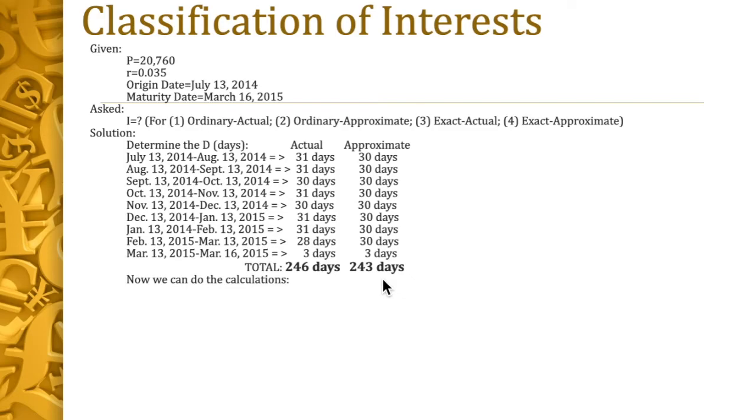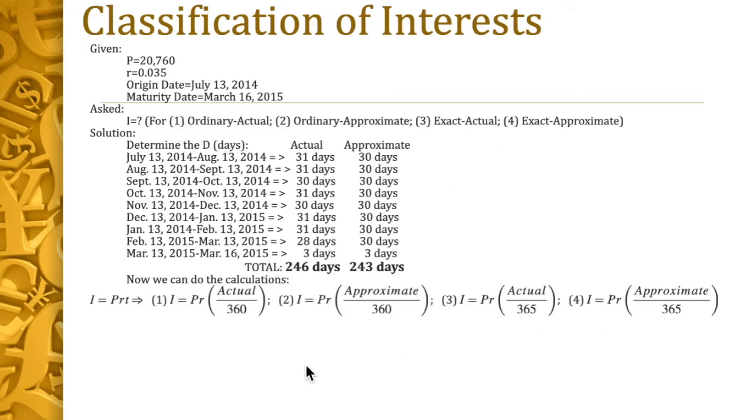So using our original formula, I equals PRT, we will just tweak that with our time periods 1, 2, 3, and 4. So voila, this is what will happen. I equals PRT. Thus, we have for number 1, ordinary actual days, that's 246 over 360. Number 2, ordinary approximate, 243 over 360. For number 3, 246 over 365. For number 4, that's 243 over 365.